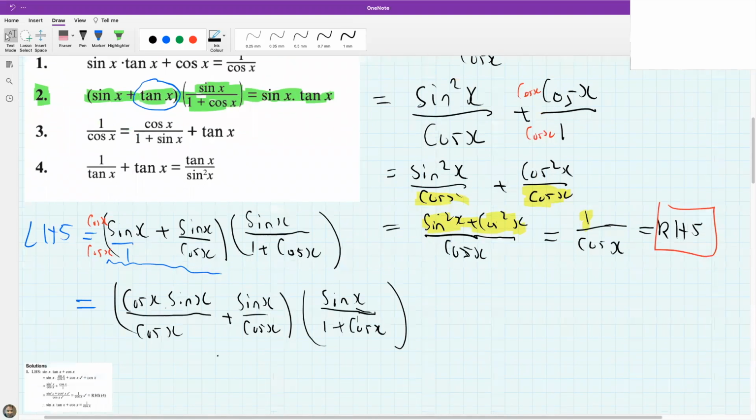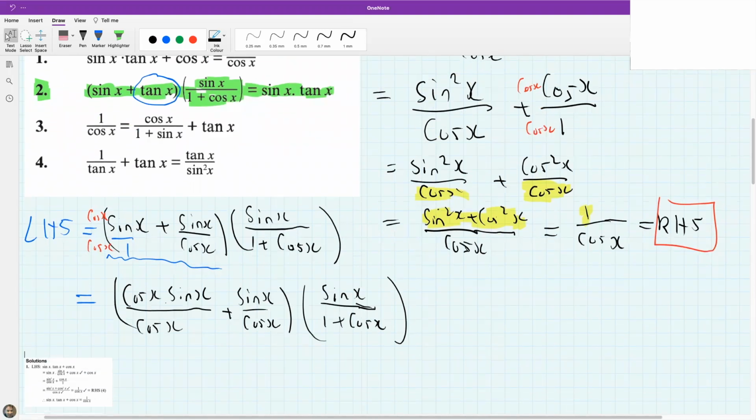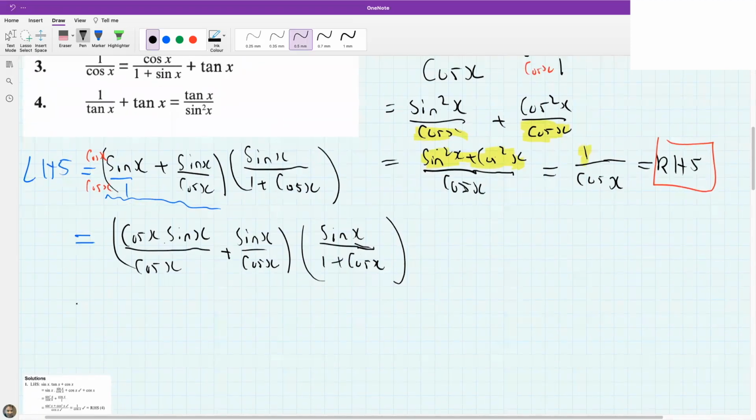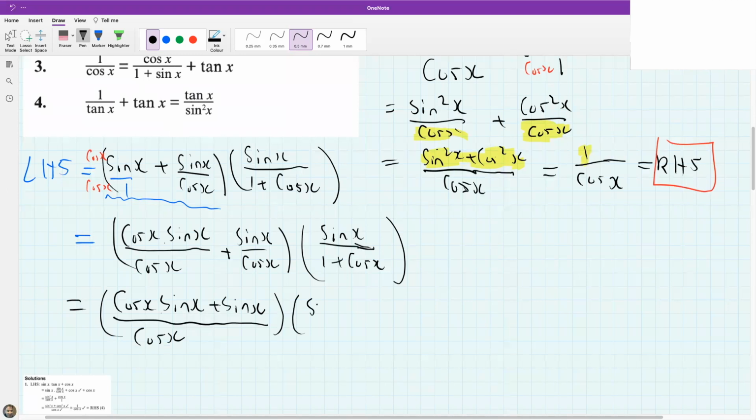What do you think the next step is going to be after that? So in the first bracket, that's over the same denominator, so we can just put them together. And then, yeah, so you can basically do this, which makes sense because you're trying to put them together. Yes.